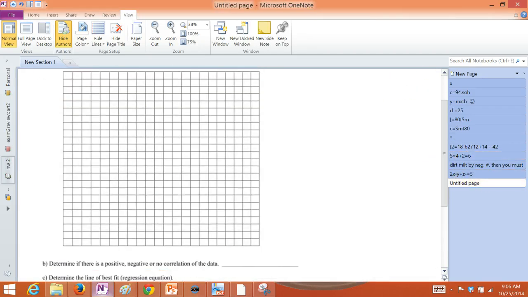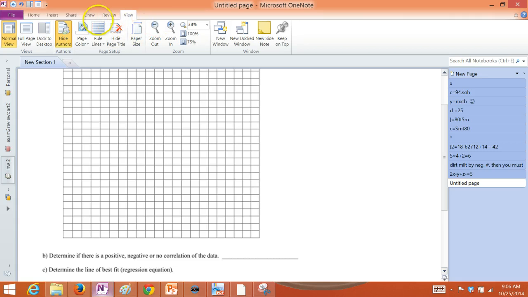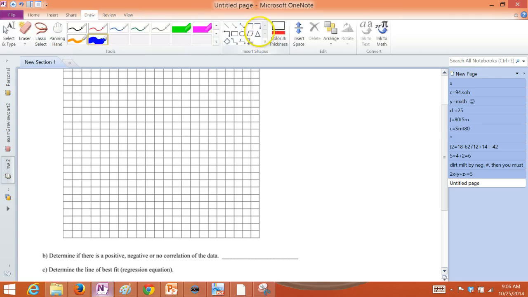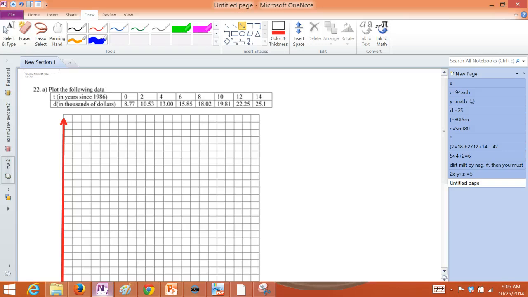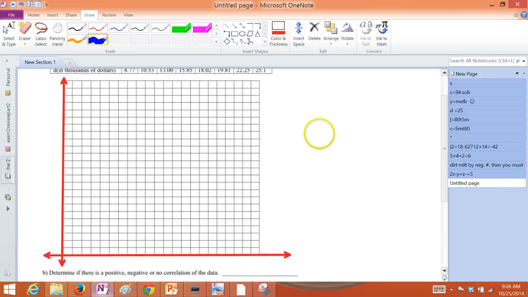Well, we should have the x-axis in there, and the y-axis in there. It looks like all the points are in the first quadrant, so draw it like that.